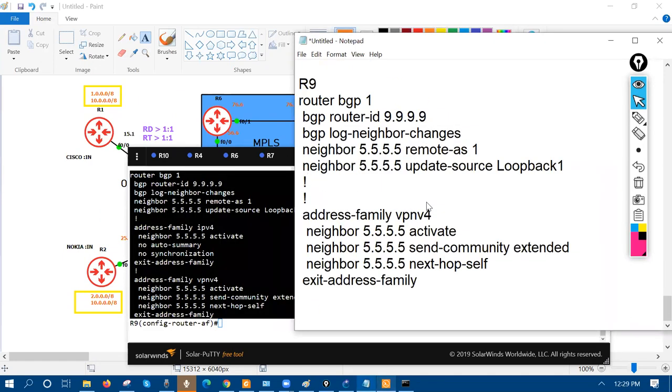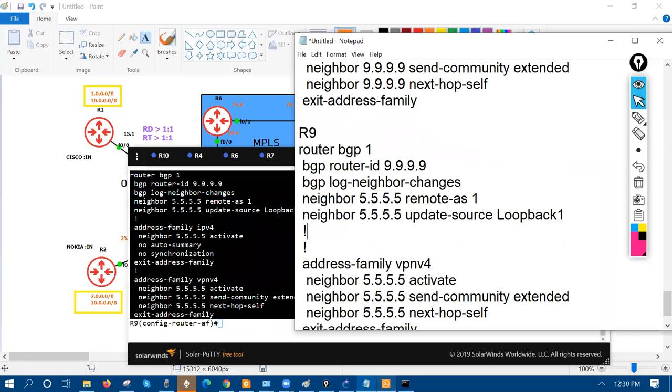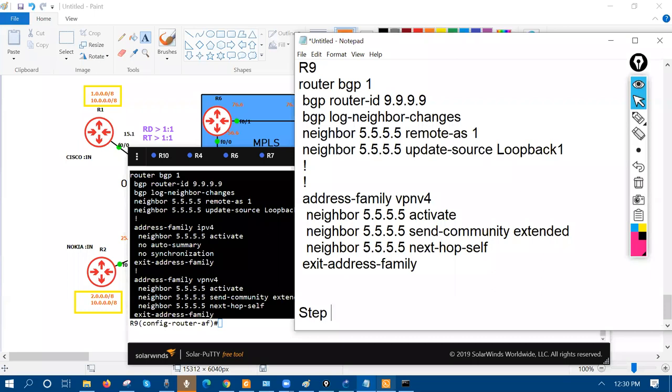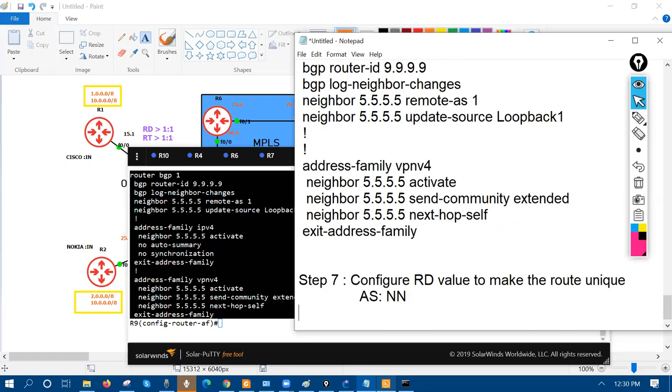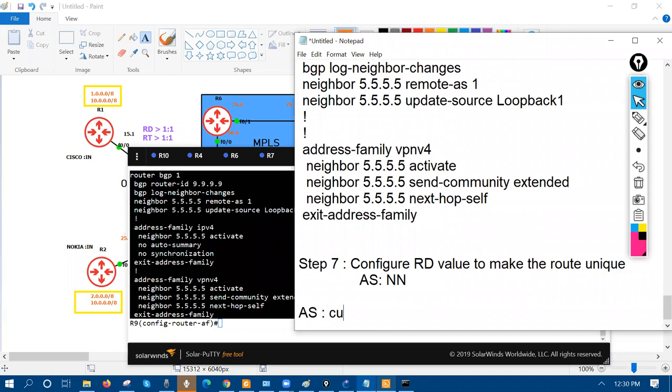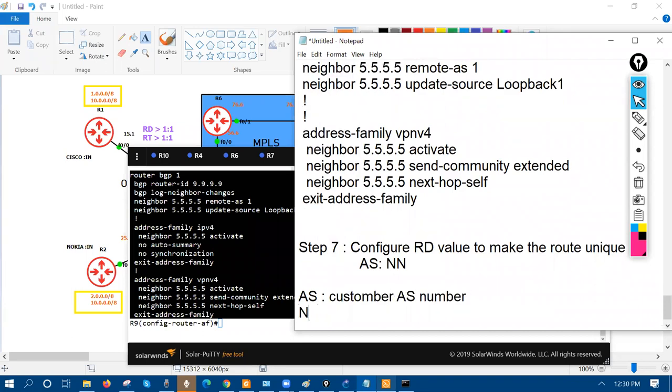Once we have done with this part, which is step number 6, step number 7 is to configure the RD, the route distinguisher. The RD is always configured in the ASN format, ASN:NN. And then this. What else? Local RD.